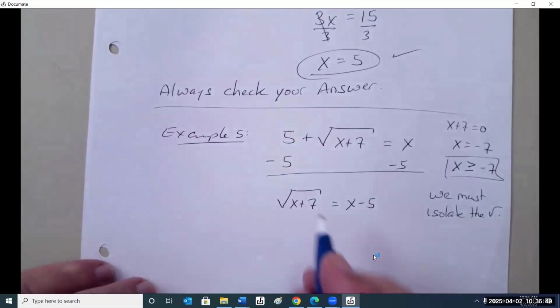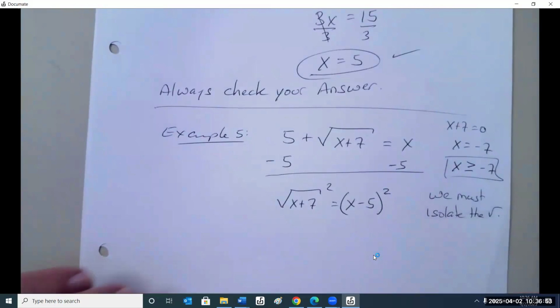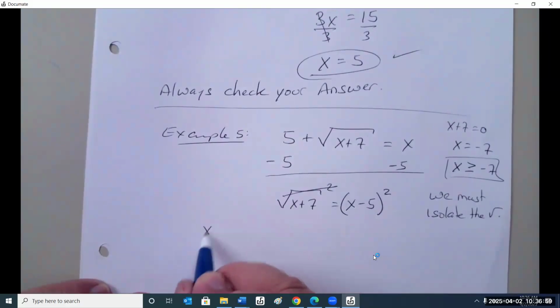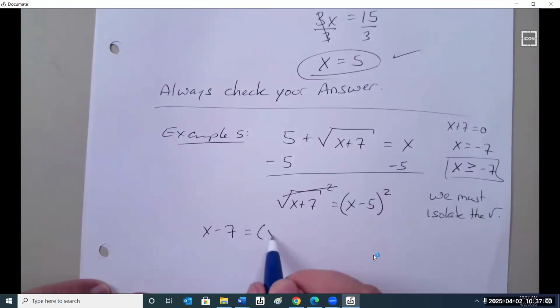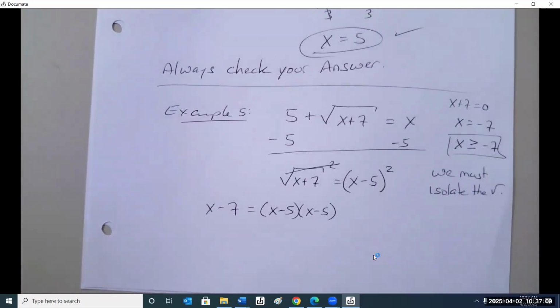Square it. Yes, so we square, and remember, the right-hand side is an equation, so we have to square the whole equation. So the square root cancels, so we have x minus 7 is equal to x minus 5 times x minus 5. We have to FOIL that.